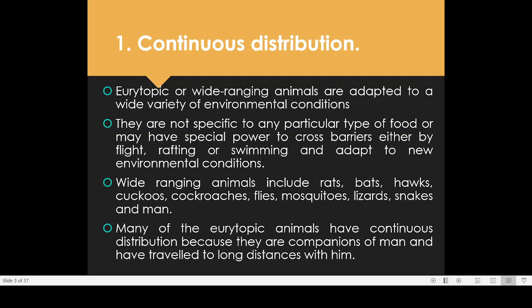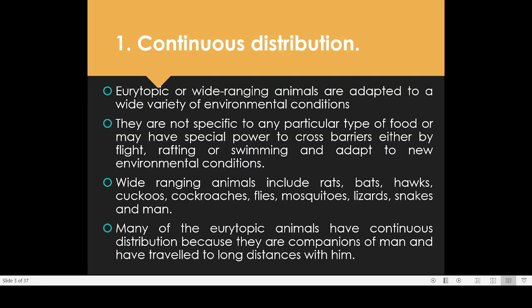Many of the eurytopic animals have a continuous distribution because they are either companions of man and have traveled a long distance. For example, you take the case of cockroach. The cockroach that we are seeing in Kerala right now is scientifically known as Periplaneta americana. Another cockroach is Periplaneta australasiae. Another is Periplaneta germanica. That means these are not native species of Kerala. They were brought into Kerala by the Europeans.